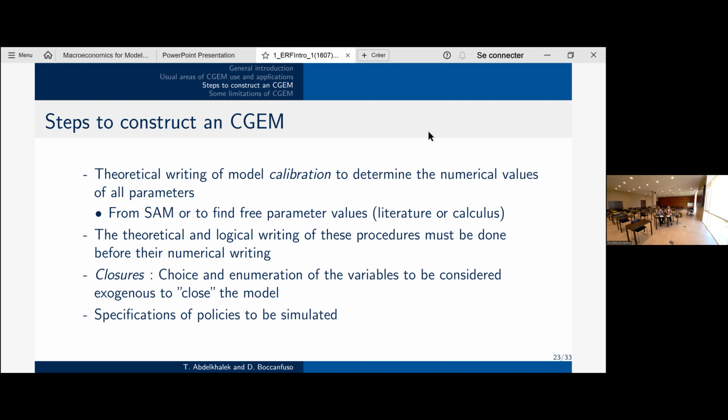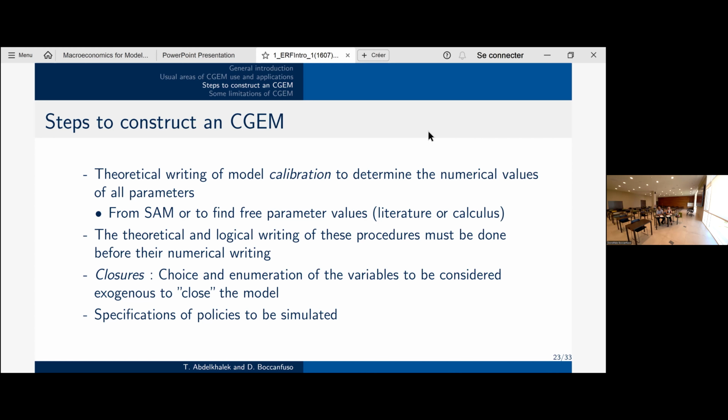So, calibration. What is calibration? In the CGE model, we are doing the CGE modeling. The calibration is how to determine the numerical value of all parameters. In a CGE model, we have many parameters, and the calibration is the approach we have to use to determine the value of these parameters.